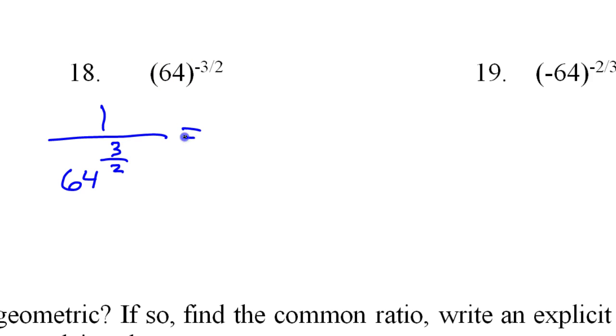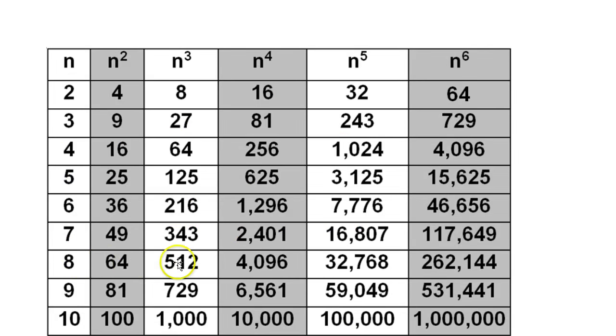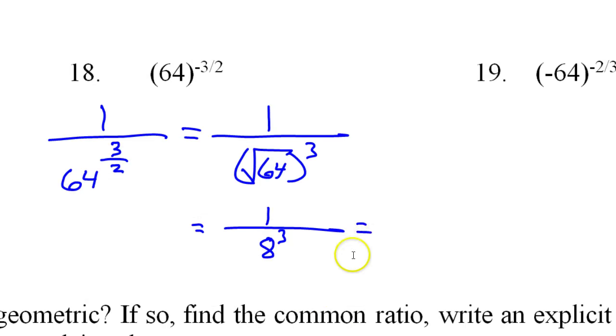Alright, anyway, again, power over root. So the root is 2, square root. So I've got the square root of 64. And then the power is 3. The square root of 64 is 8. And then I've got 8 to the third power. 8 to the third power, I don't know that one. 512. So that's going to be 1 over 512.